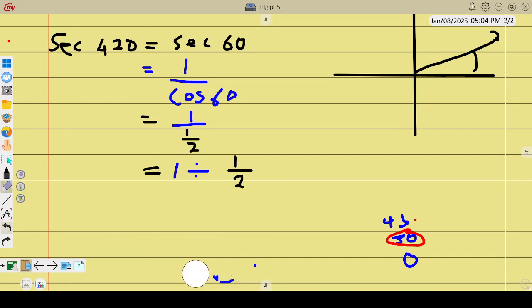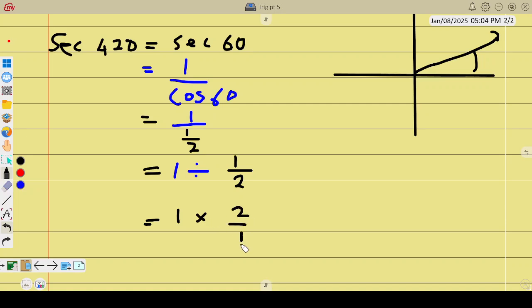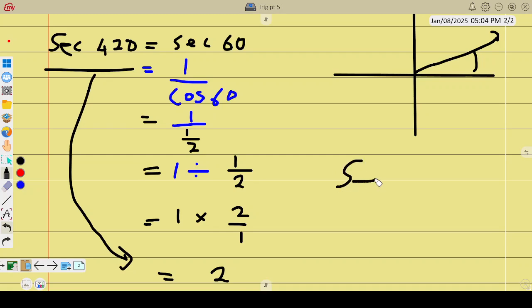So what are we going to get? This will be just 1 times 2 over 1, and we're going to end up with 2. So this means that sec 420 is just 2. Yeah, so a question can come like, show that sec 420 is equal to 2. This is how you solve.